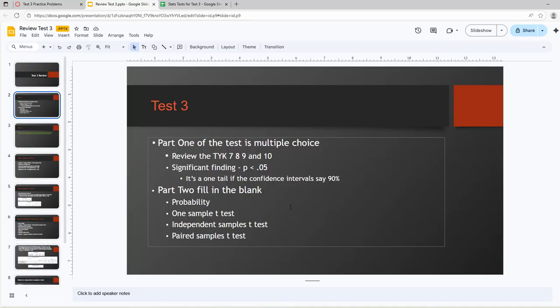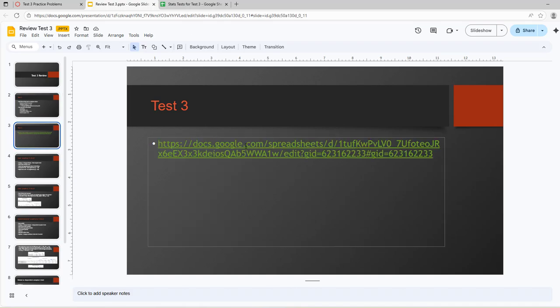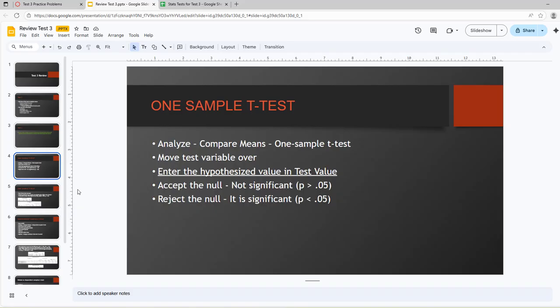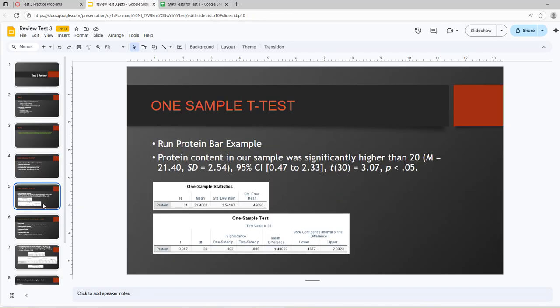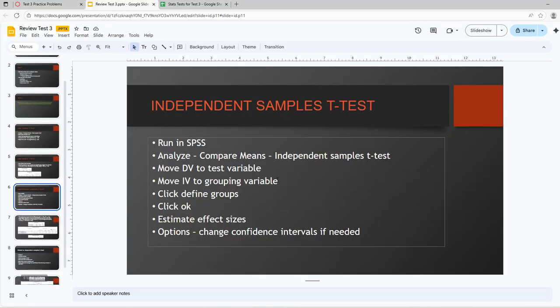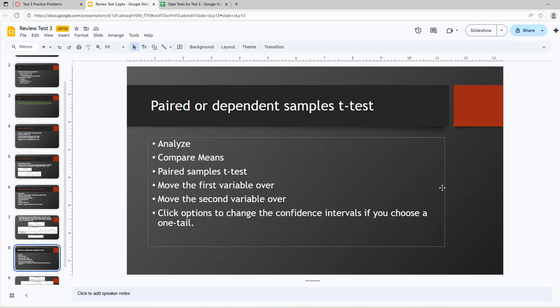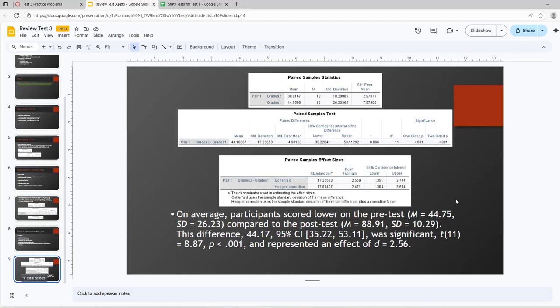Part 2 is fill in the blanks, probability, and then our t-tests. So the one sample t-test, independent samples, and the paired samples t-test. You can use the Google Sheets for that. And then also in this review, I put in all of the SPSS stuff, so there's the one sample t-test, the independent samples t-test, the instructions in SPSS, and then what the output looks like, and then the paired samples as well.